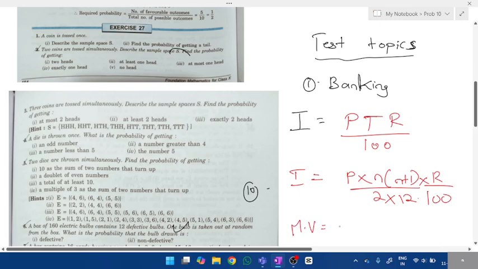Maturity value. What is maturity value? That is the total amount. How do you calculate the total amount? Principal plus interest. But your principal is counted every month. So P into N plus I. Do you all remember this, the banking chapter? Yes, sir. Okay.